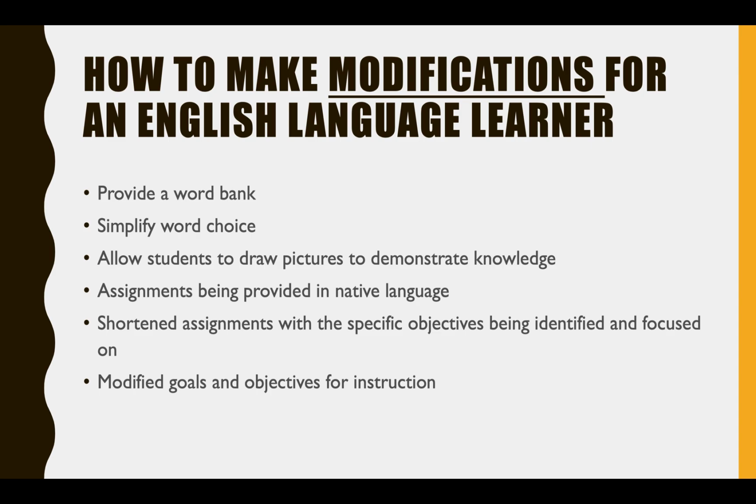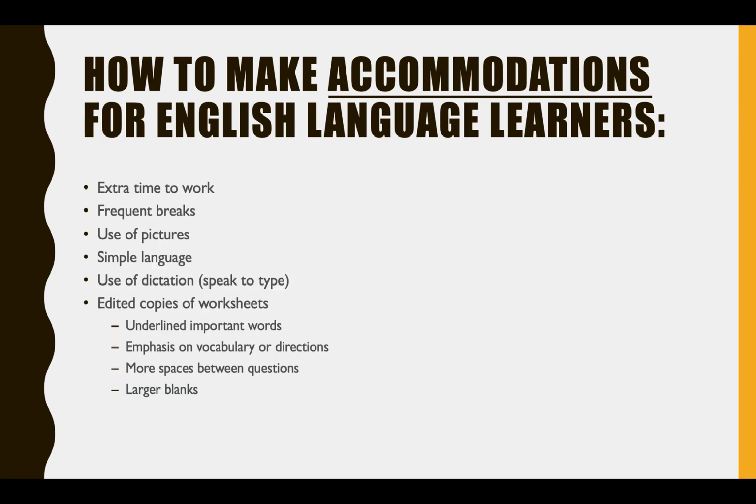How to make modifications for an English language learner. You can provide a word bank. You can simplify the word choice. You can allow students to draw pictures to demonstrate knowledge. Assignments can be provided in a native language. Shortened assignments with specific objectives being identified and focused on. Modified goals and objectives for instruction.